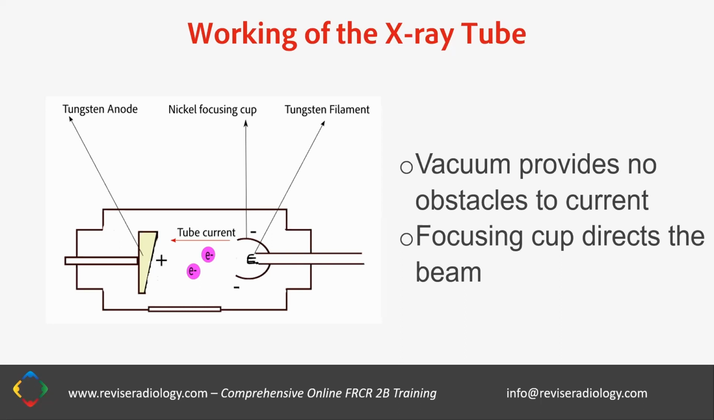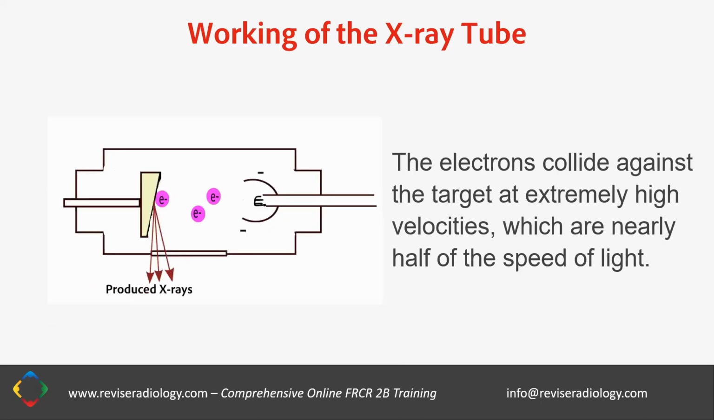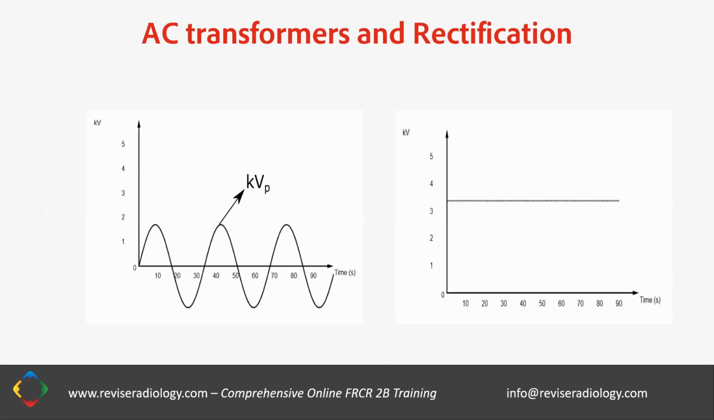And as I've said here, the focusing cup directs the beam. Now, what happens is that the electrons then collide with the target. So the anode is also called the target material. You'll find those two terms used interchangeably. The electrons collide with the target material at extremely high velocities, which are sometimes half of the speed of light. And due to interactions with the electrons of the target material in the inner shells, X-rays are produced. The X-rays will go through a window in the tube and land on the patient and then form the image. So that's the basic working of the X-ray tube.